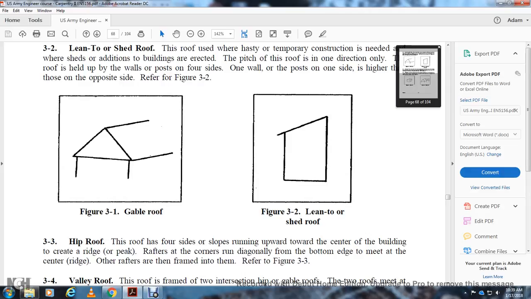Hip roof. This roof has four sides sloping upward toward the center of the building. At the center ridge or peak, the rafters run diagonally from the corners at the bottom edge to meet the center of the ridge. Often, some of these rafters are framed into the ridge. Refer to Figure 3-3.